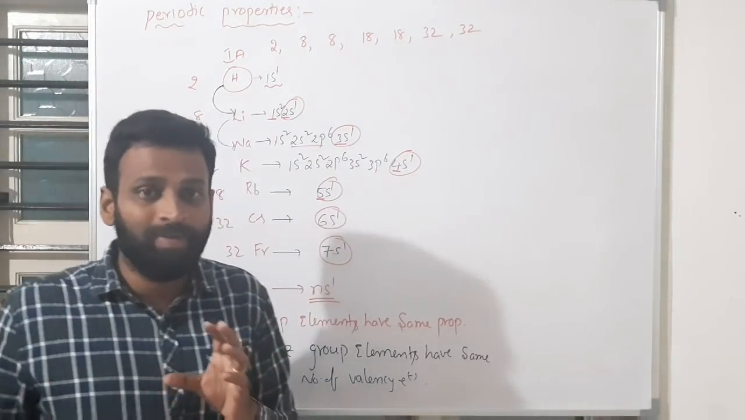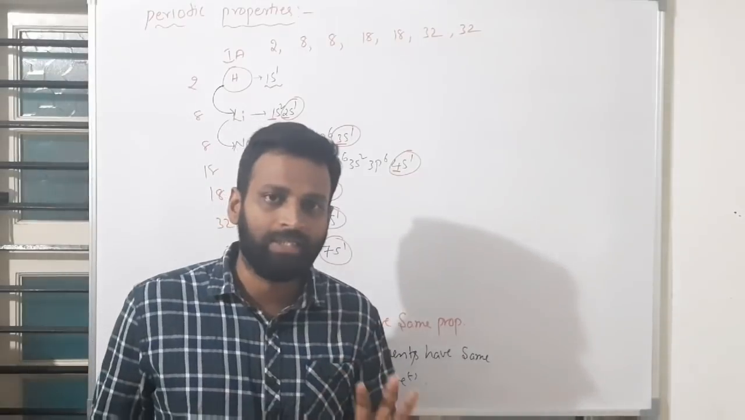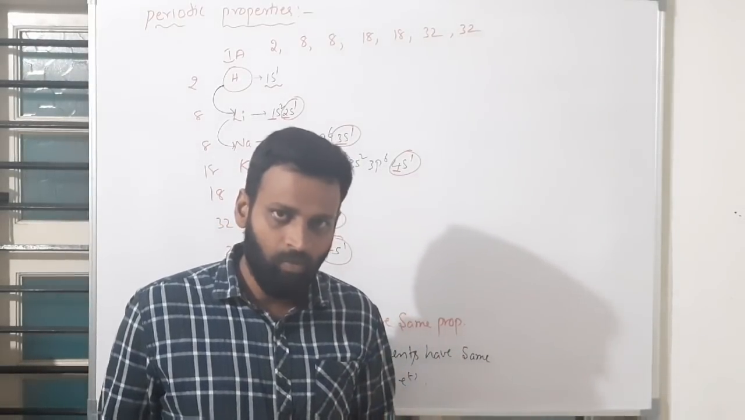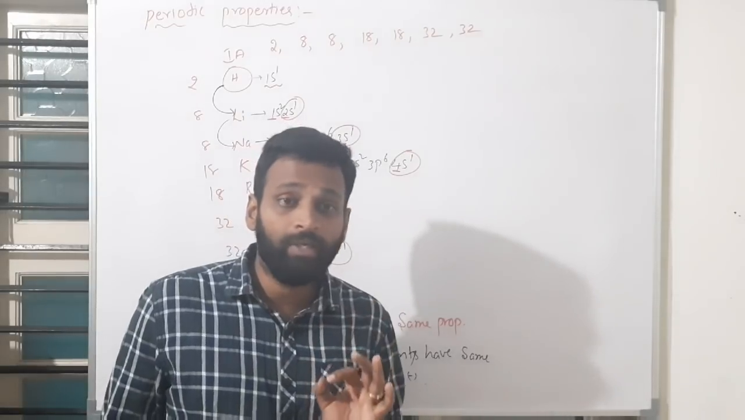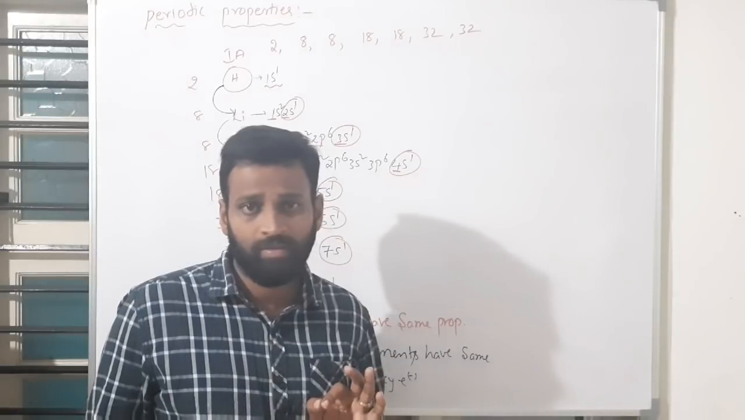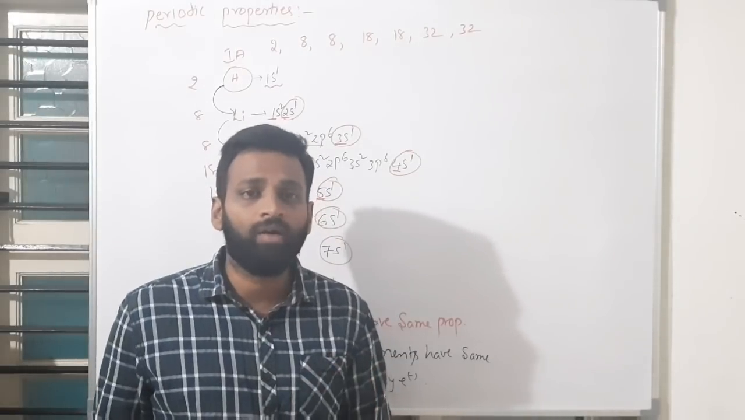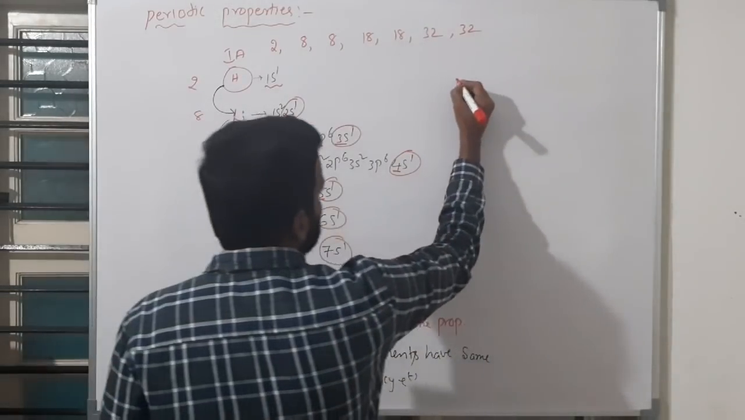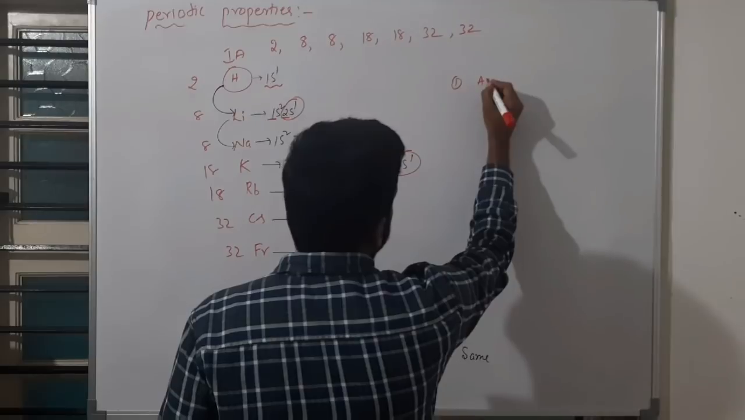So I was explaining what periodic property is. We have to understand clearly. Time is not a problem; we must understand first. What is periodic property? The property which repeats at regular intervals is called periodic property. How many periodic properties do we have? So many. One by one we will discuss.